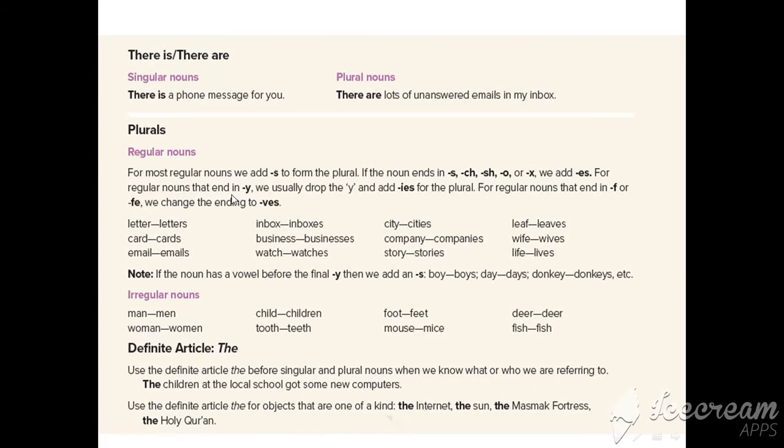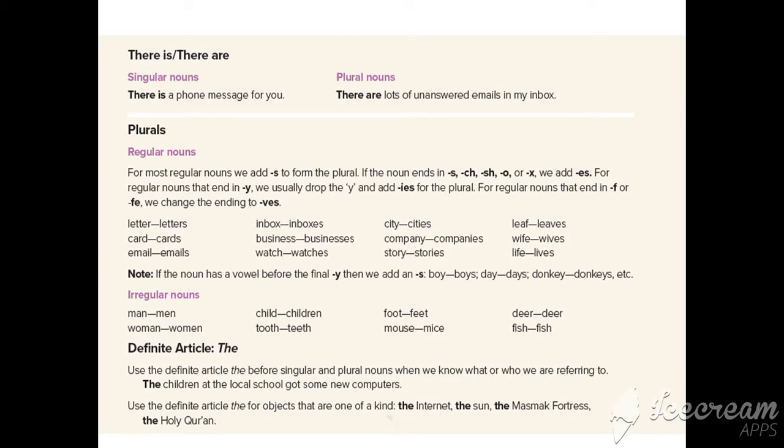For regular nouns that end in ch, sh, o, or x, we add es. Like what? Okay. The second part: if the noun ends in y, we usually drop the y and add ies for the plural. For regular nouns that end in f or fe, we change the ending to ves.